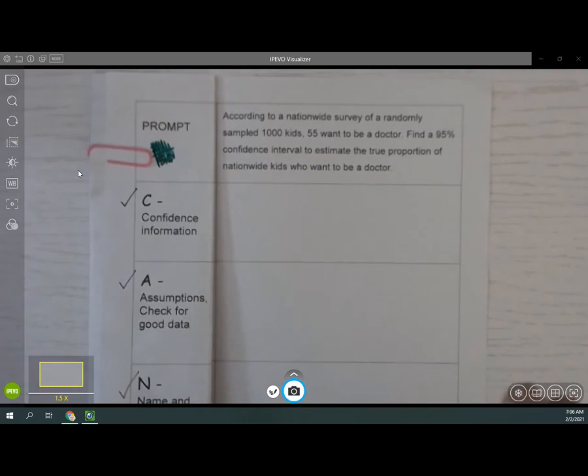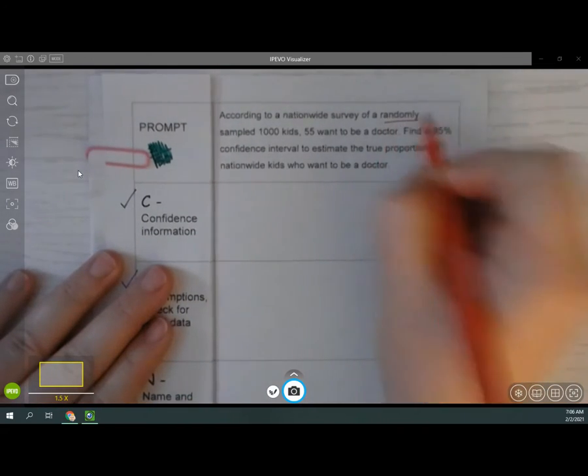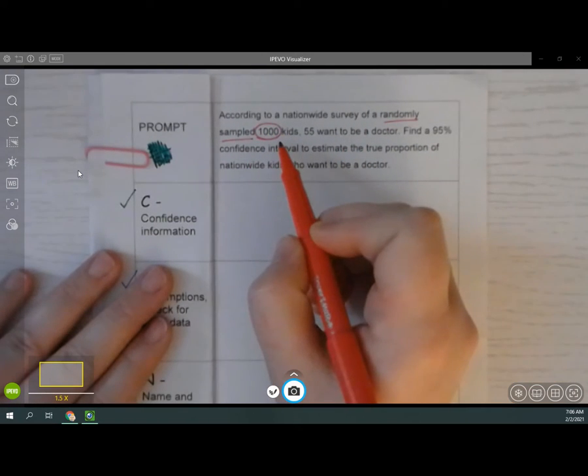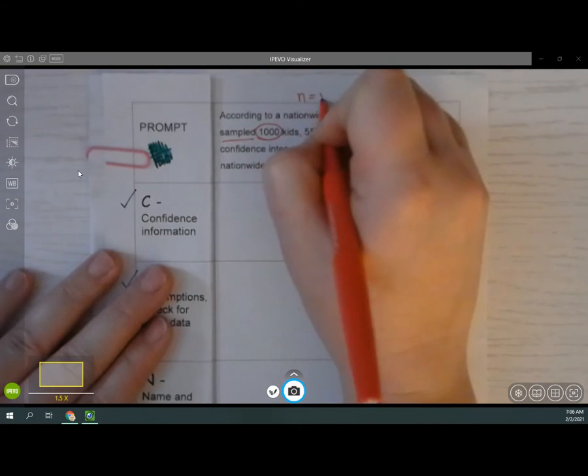Let's break down the prompt. So right here I'm seeing a nationwide survey to randomly sampled 1,000 kids. So that's how many they talked to or how many they surveyed total. So then I know my n is 1,000.